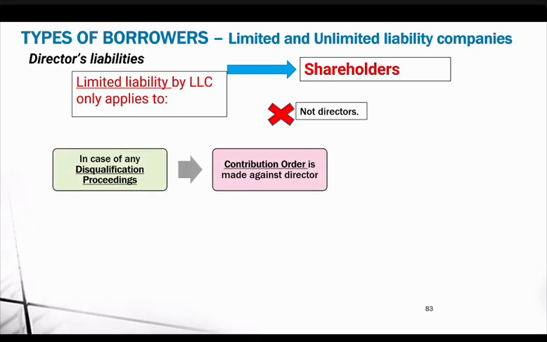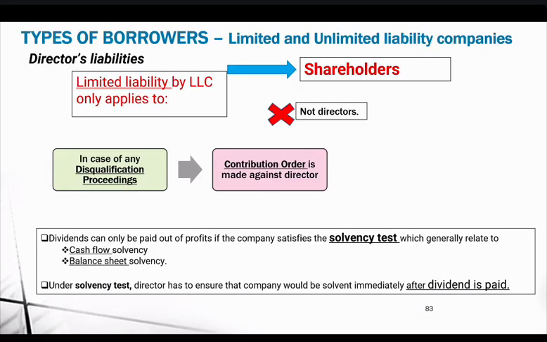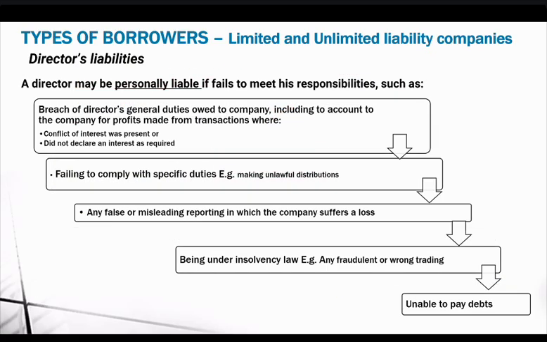Okay? So remember, the limited liability only applies to shareholders, not directors. In case of any disqualification proceedings, the contribution order is made against the director. And whenever they pay out dividends in any company, the director is responsible for what they call a solvency test. That relates to cash flow solvency and balance sheet solvency. So under the solvency test, they have to ensure the company will be solvent immediately after the dividend is paid. And the director may be personally liable if they fail to meet these responsibilities.